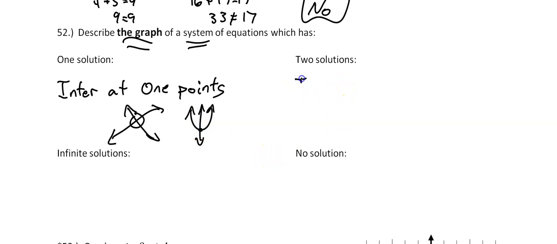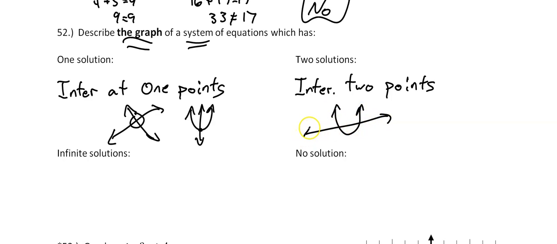Two solutions means they intersect at 2 points. Remember, when we're looking at the graph, the solution is where they intersect. So this would be something like maybe a parabola with a line going through. Notice there's two solutions here.